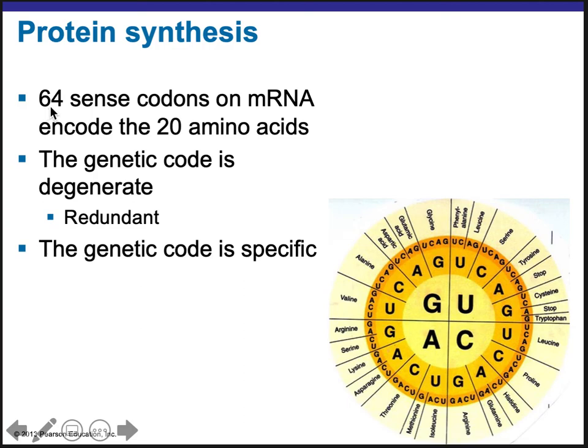So there are 64 codons, and we call them sense codons because they code for a particular amino acid. So we only have 20 amino acids, but 64 codons. That means that there's more than one codon that will code for the same amino acid, but you still get specific coding and specific sequences. So we call it redundant since you have more than one for a particular amino acid, but I don't want you to think that that means random. So it's degenerate or redundant, but it's still specific.